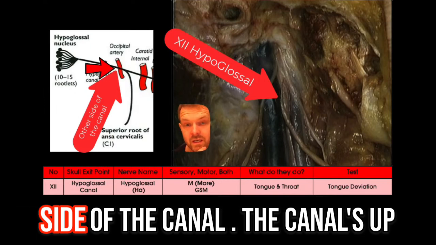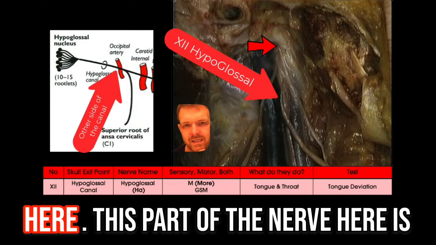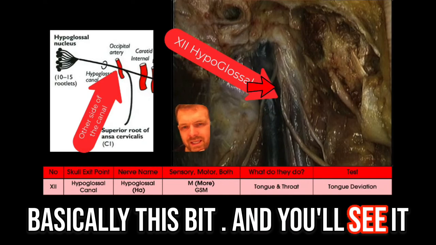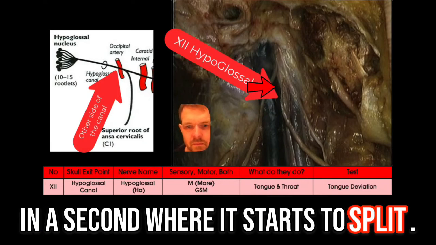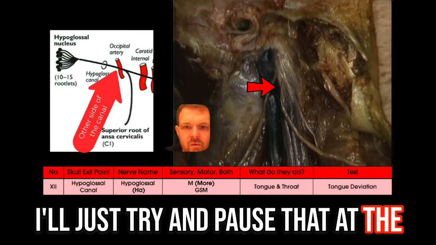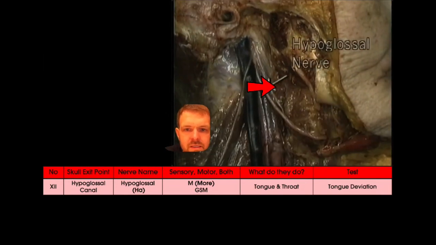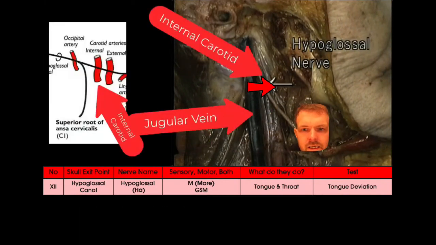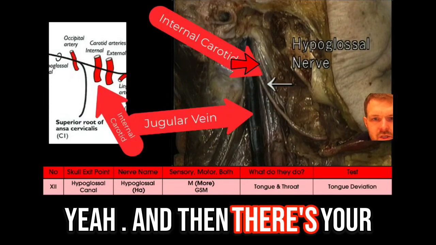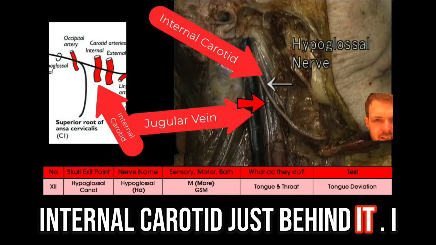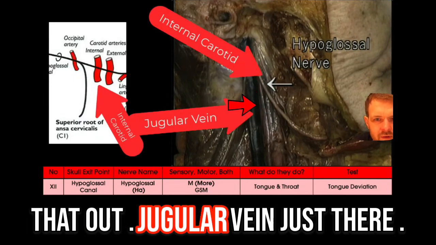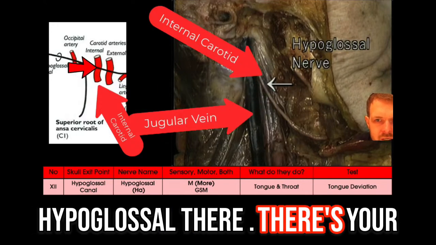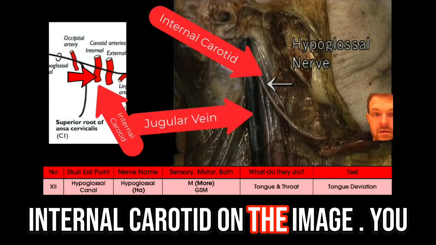Yeah, this is the other side of the canal. The canal's up here. This part of the nerve here is basically this bit. And you'll see it in a second where it starts to split. I'll just try and pause that at the right moment. There's your hypoglossal. And then there's your internal carotid just behind it. I don't know whether you can make that out. Jugular vein just there, internal carotid just there, hypoglossal there. There's your internal carotid on the image.